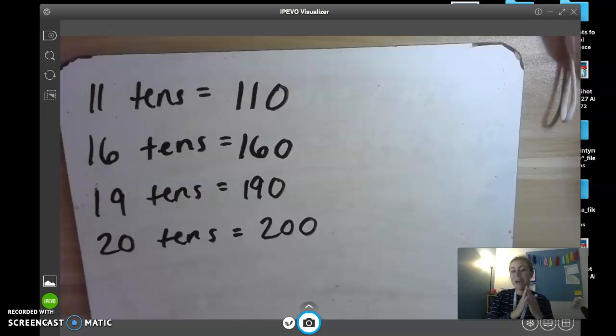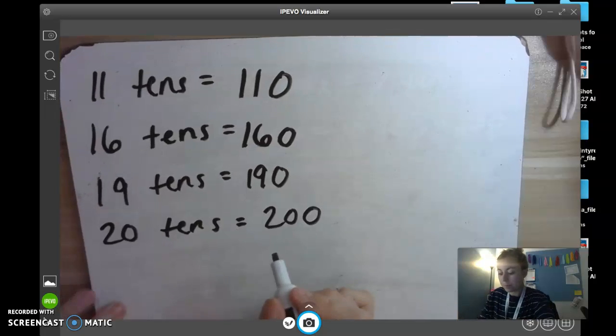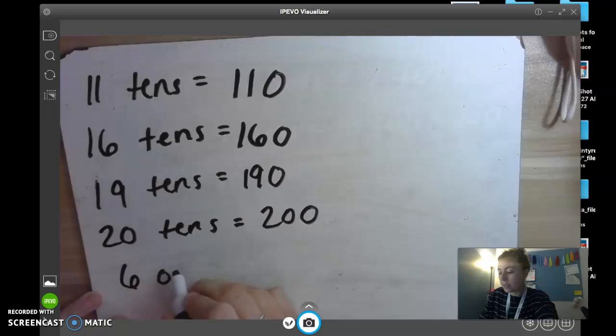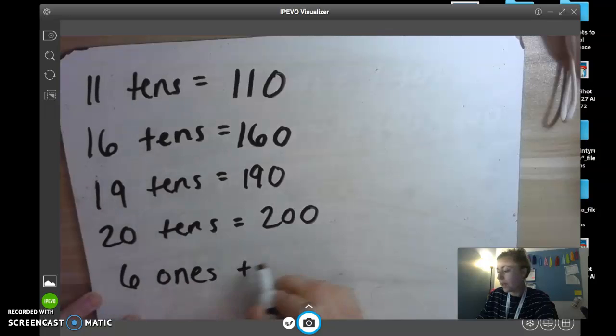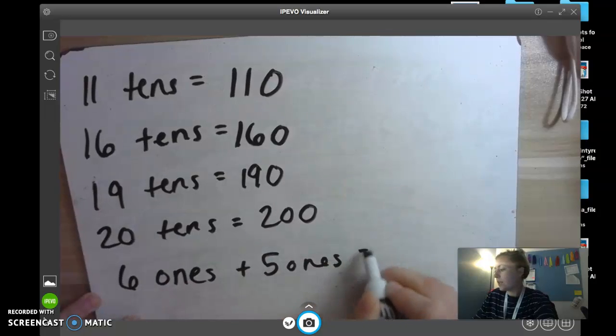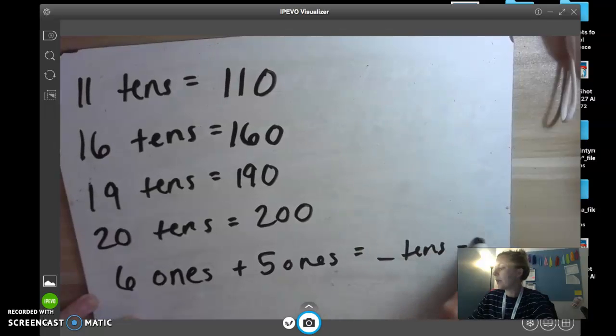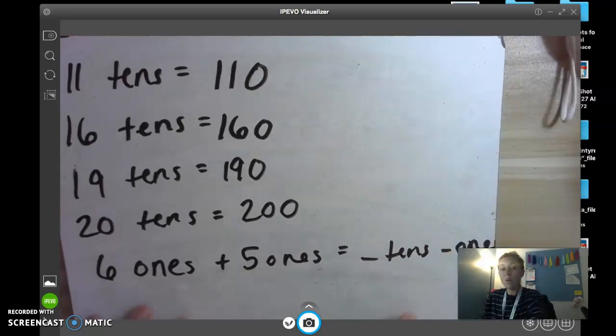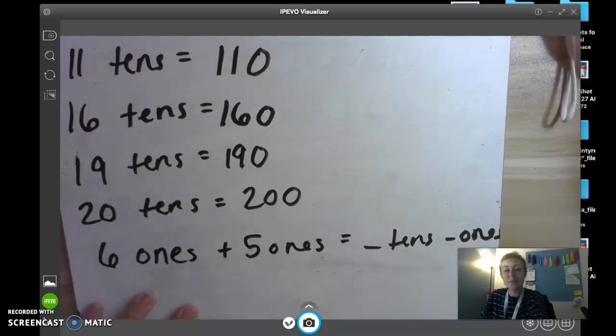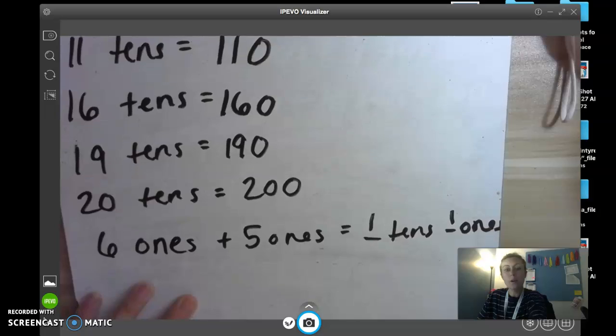remember that 10 tens is the same as 100. You might also have to switch some things around. So you might see 6 ones plus 5 ones equals blank tens, blank ones. Well, right away, I know that 6 and 4 makes 10, so that's a 10, and then 1 left over, 1.